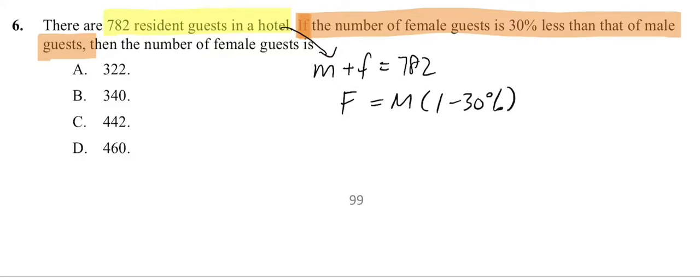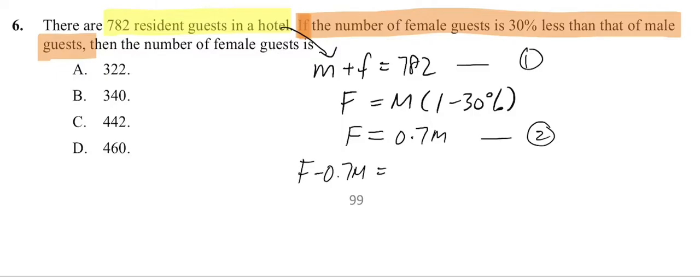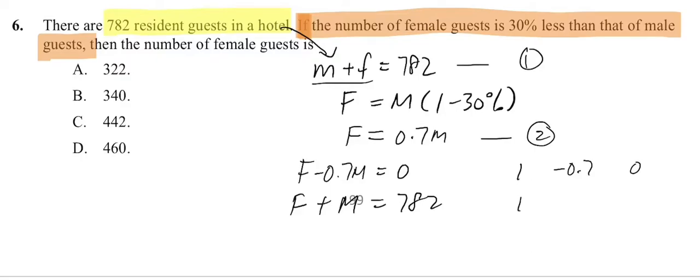So again, the orange sentence is similar to question number 1 that we did earlier in the other video. And then just do the maths on this. You get 0.7m equal to f. Then you can use your calculator. If you use program 1, make sure you put the second equation into the correct format. And the other one would be, because m plus f is the same as f plus m, we put 1, negative 0.7, 0, 1, 1, 782. So that's for program number 1.